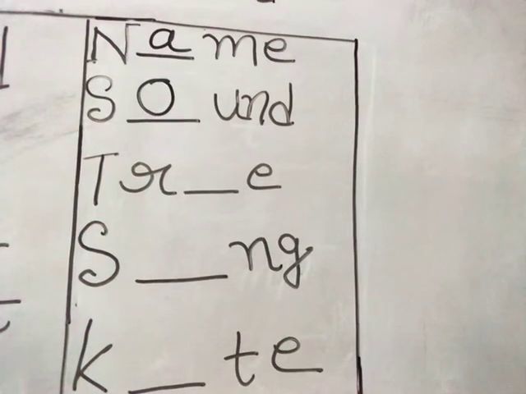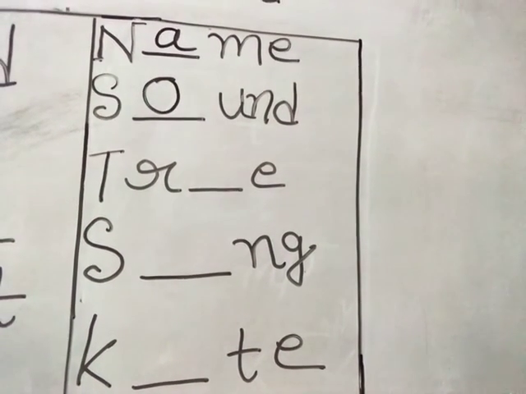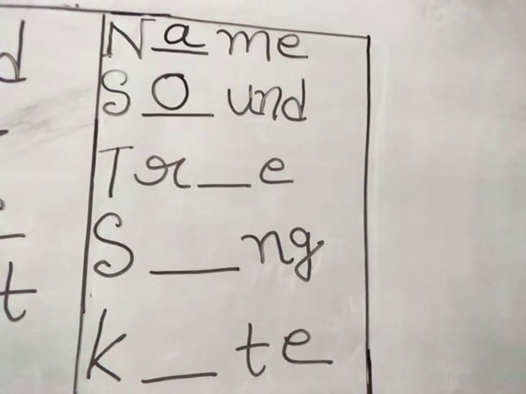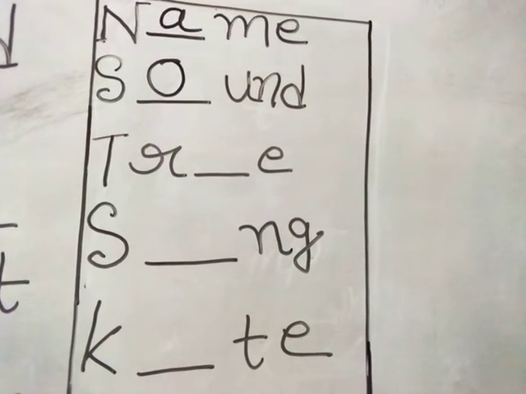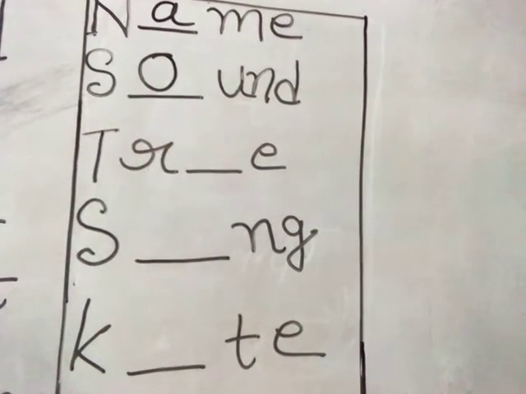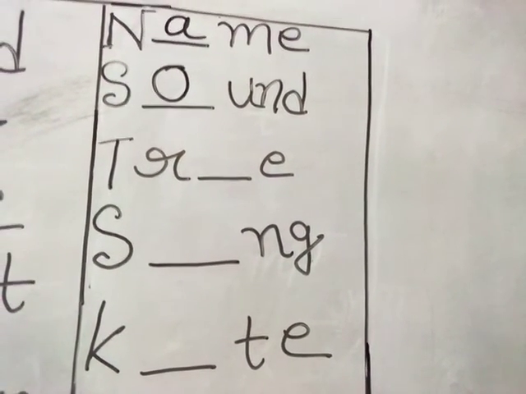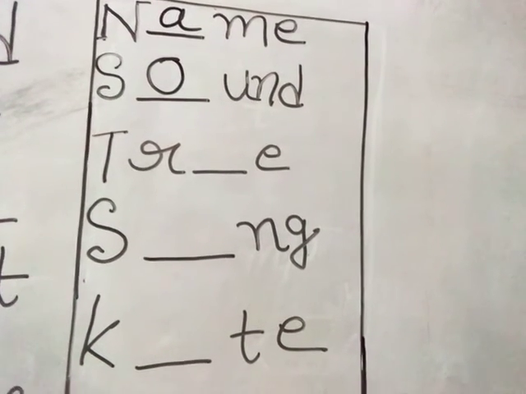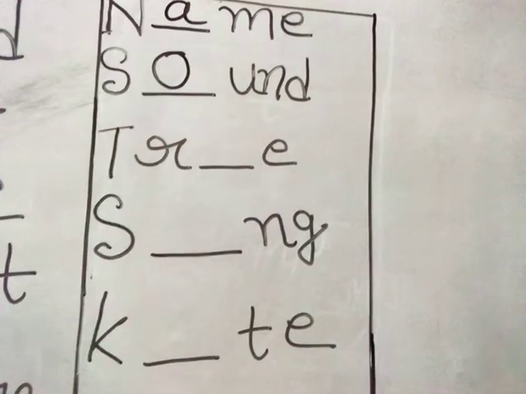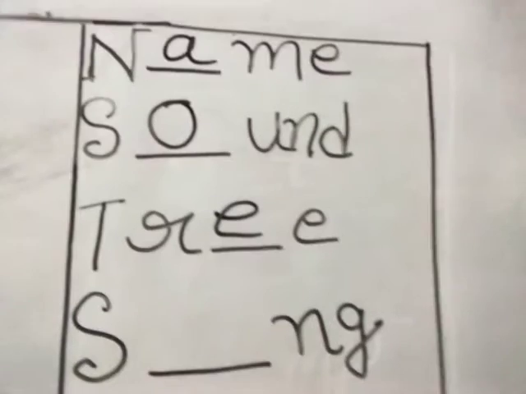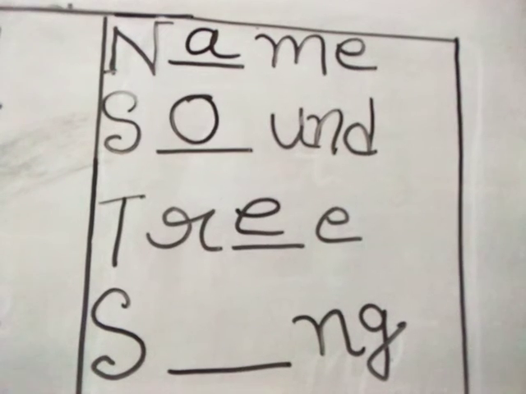Then T-R-E. If I put I, no, it can't be a familiar one. If I put A, no. But if I put E, remember, tree. What is tree? Tree, from where we get flowers, fruits, and wood. Tree, that means grown up plants. It's tree, T-R-E-E, tree.